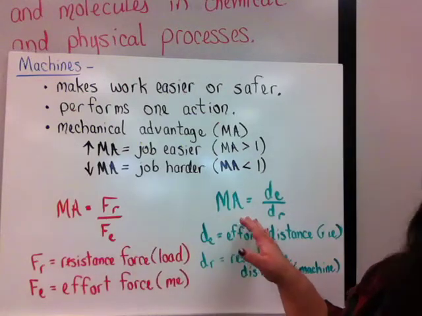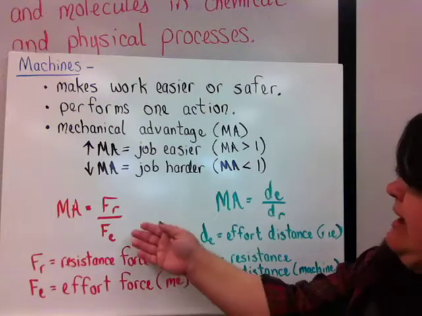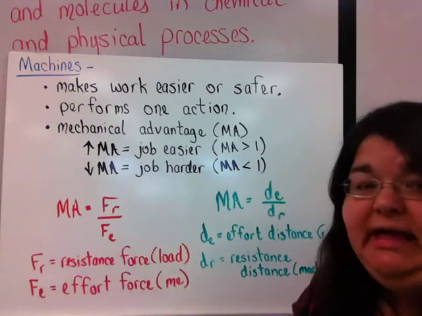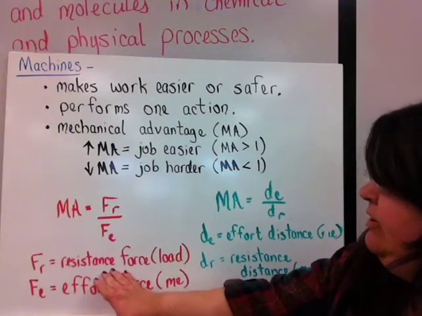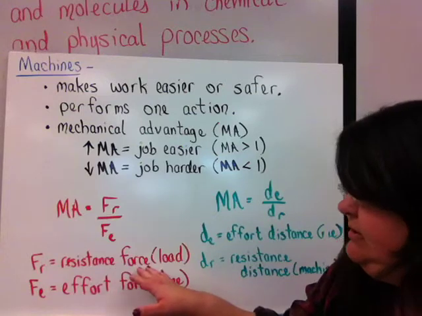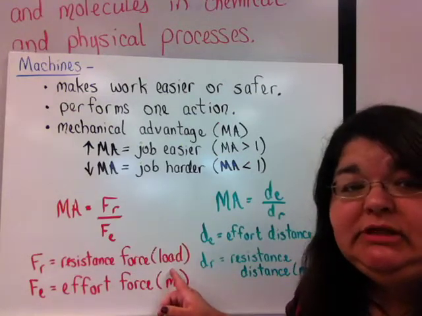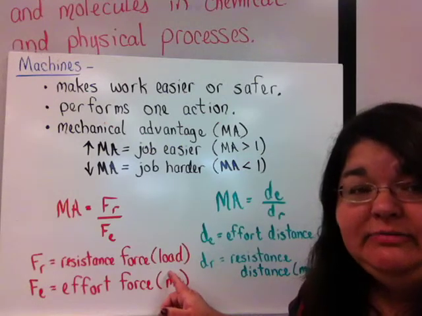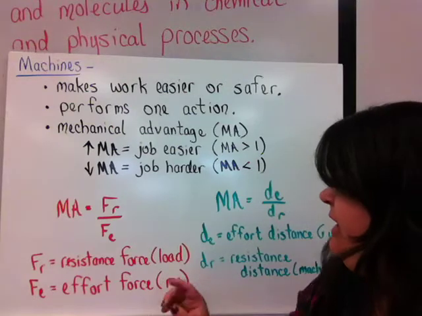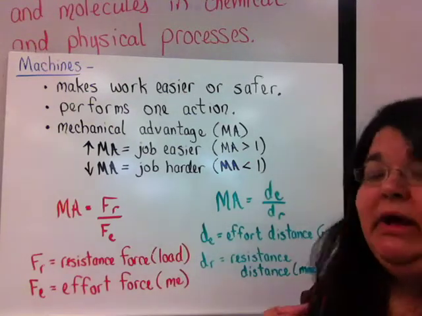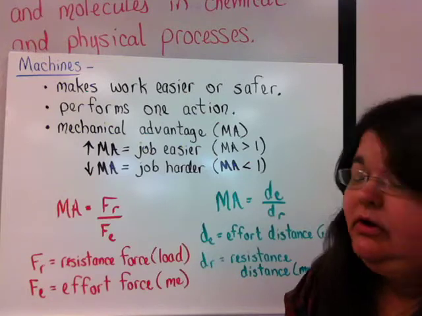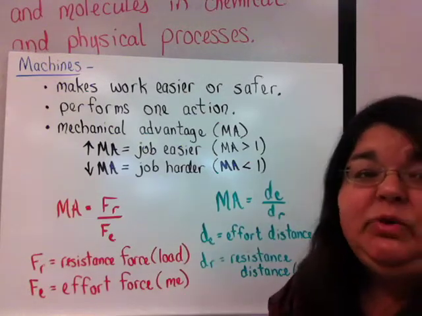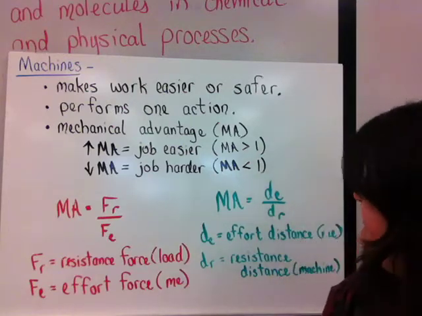We have two formulas that we're going to use for mechanical advantage. We have the force ratio, FR divided by FE. And if you see down here, FR stands for the resistance force, which a lot of times we refer to as the load on the machine. It could also be considered the weight of the object, whatever the machine is lifting for you. The effort force is what you do to make the machine work. So I like to say that FE is me. It's what I do for the machine.